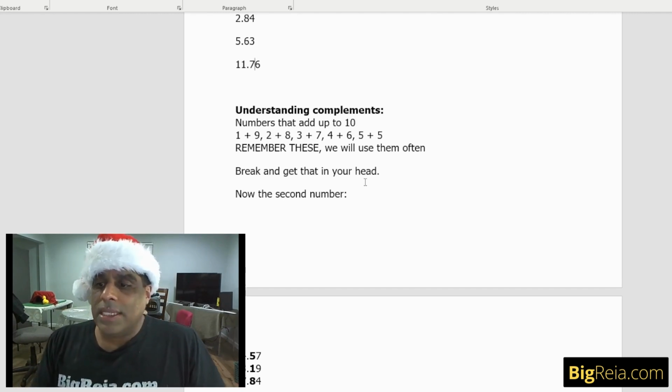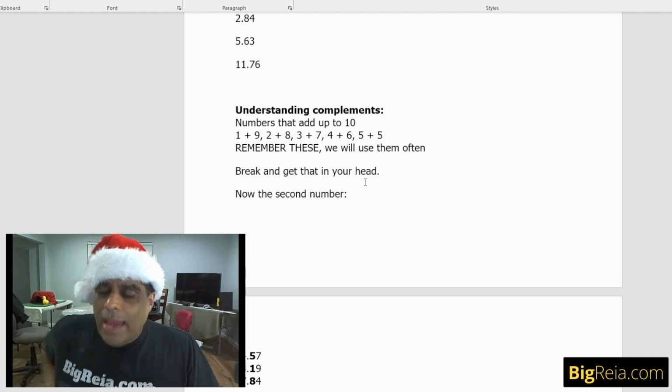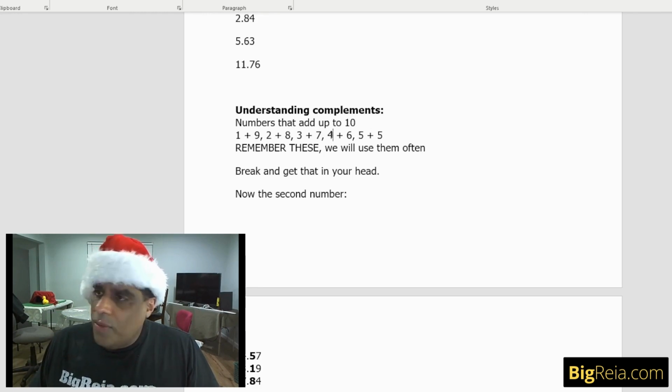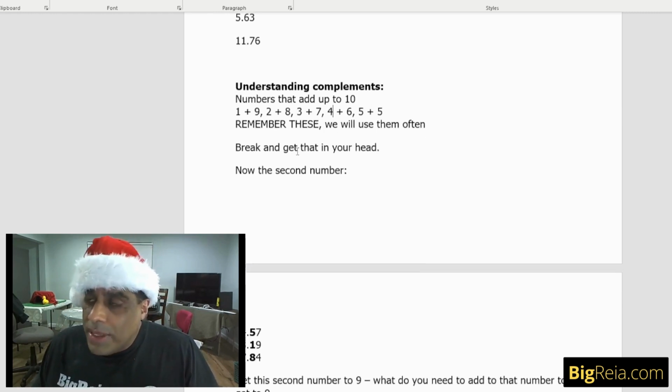Let's look at complements, because this is how we do the next part. Numbers that add up to 10 or 100, but we'll just use 10. So these numbers are going to be 1 plus 9. Anytime you see 1, we're going to add 9 to it. Anytime you see 2 plus 8, 3 plus 7, 4 plus 6, 5 plus 5. Notice we've already done this, because we're looking at how we get to the next whole number. Whenever you see 6, you know you're going to add 4. Whenever you see 7, you know you're going to add 3, right? Remember these numbers. We're going to use them a lot.